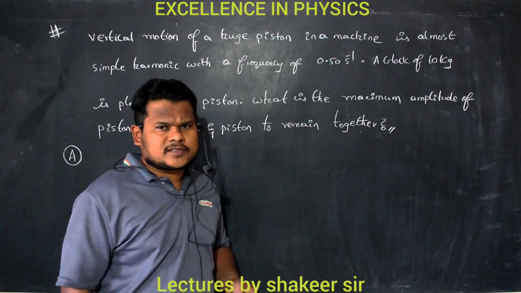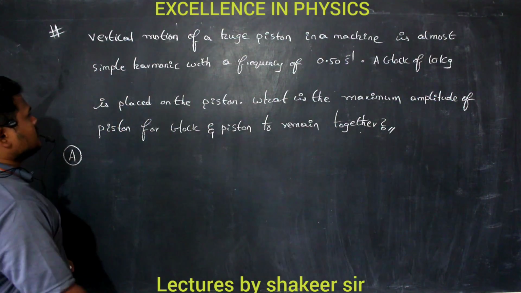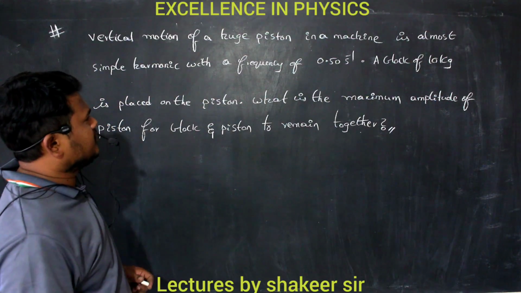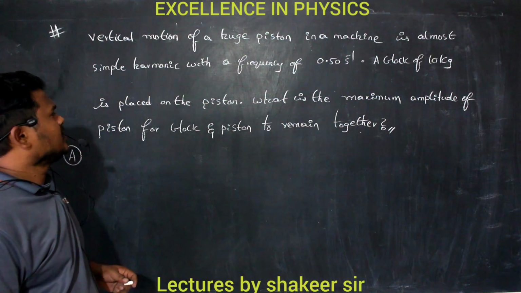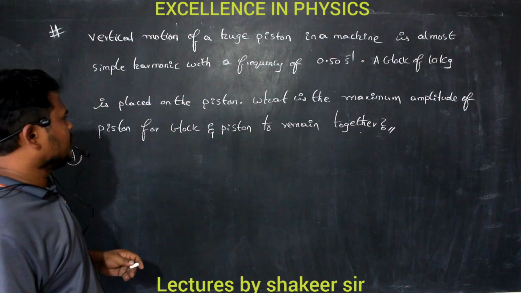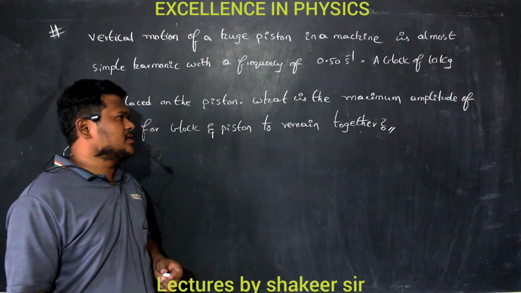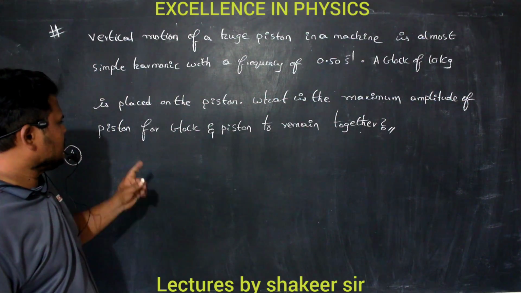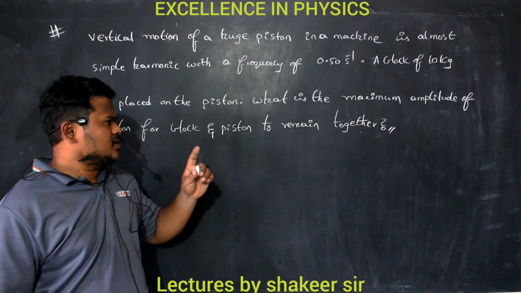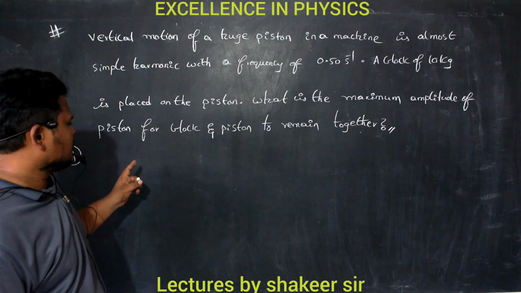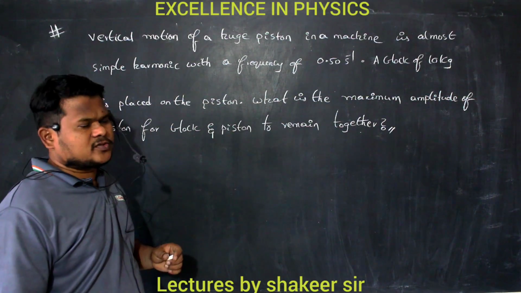Friends, now let us see the next question. The vertical motion of a huge piston in a machine is almost simple harmonic with a frequency of 0.50 second inverse. A block of 10 kg is placed on the piston. So what is the maximum amplitude of the piston for the block and piston to remain together?